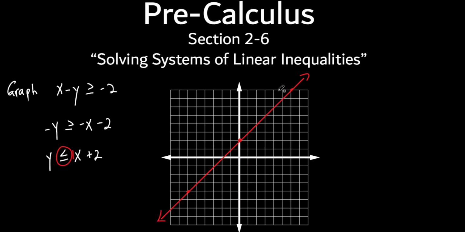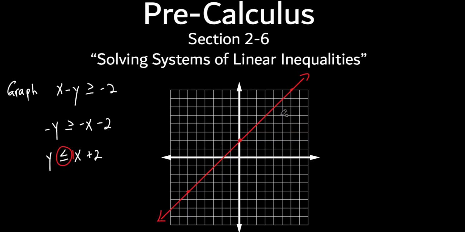Everybody got that? All right, that's something that, when I teach it, I just think it's kind of common sense. If it could equal it, it's solid because it could be right on the point. If it's just less than, it's not on those points right there. So that would be shown by a dotted line, okay?